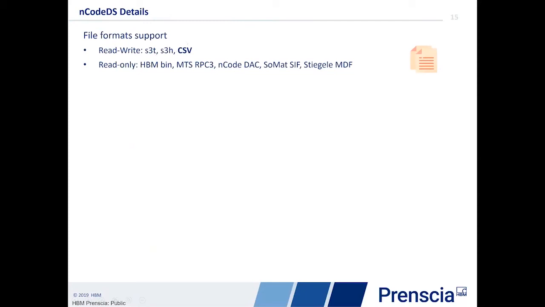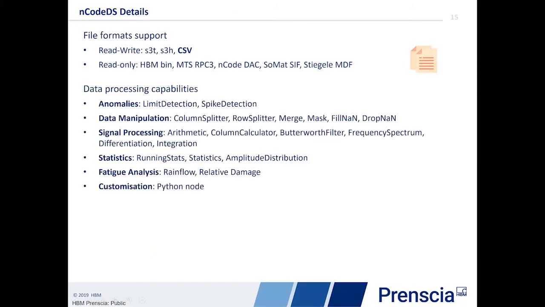But we made sure the CSV file, so text files more generally, comma separated text files containing columns of data, are really easily accepted in input and saved in outputs. But we have another list of file formats that we read natively, so that's the HBM bin file, MTS, nCode DAC, etc., SOMAT, and this list will get longer with the mid-year release of Akira, so the version 2 of nCodeDS.